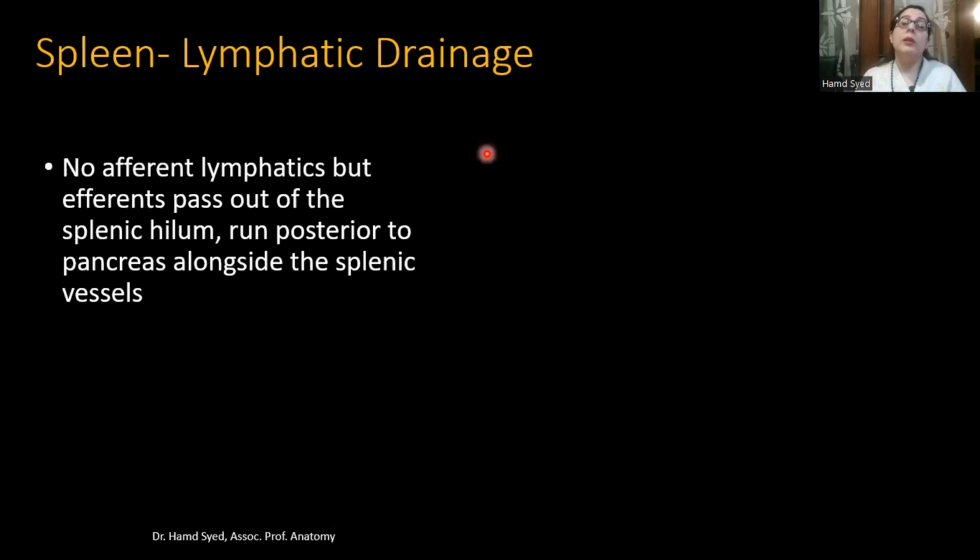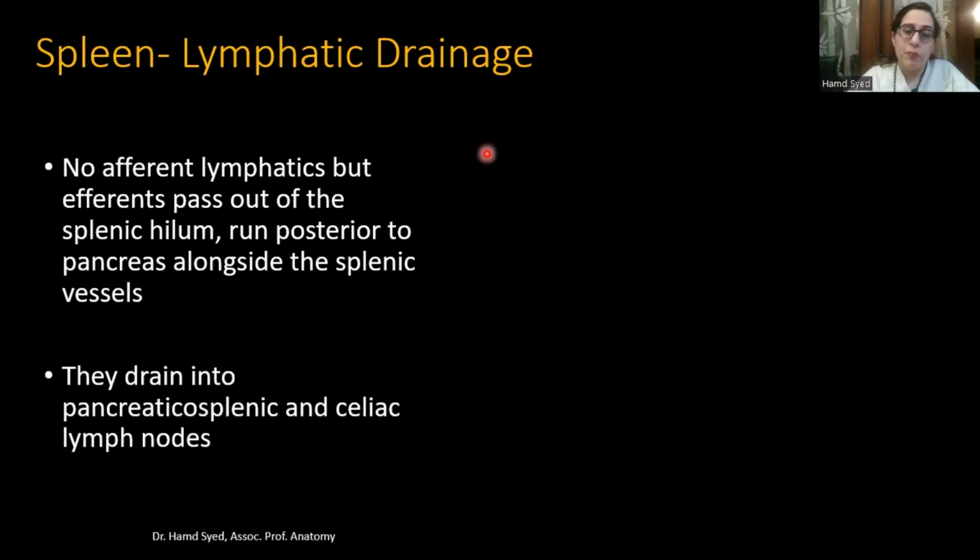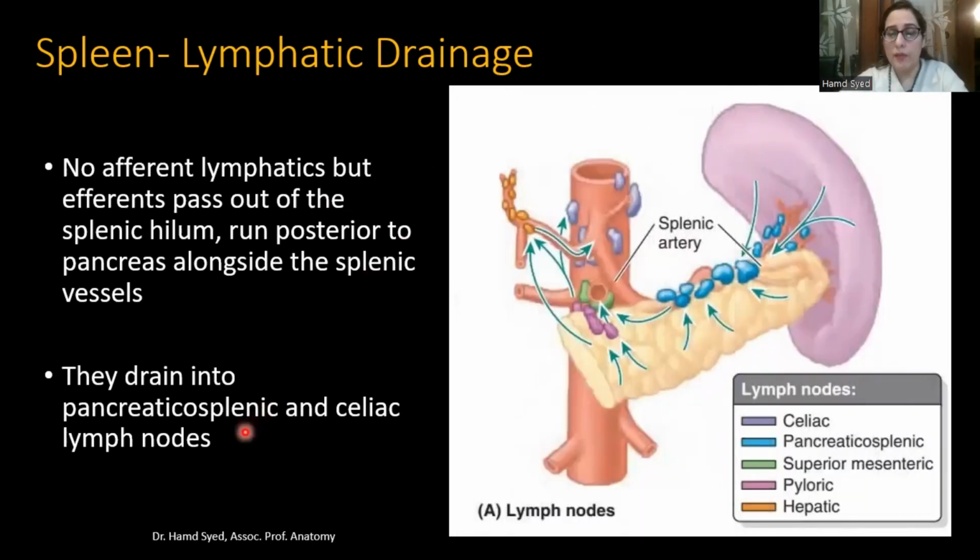When we talk about the lymphatic drainage of the spleen, remember there are no afferent lymphatics, but there are efferent lymphatics, that is the lymphatics which are going to exit or leave the spleen. And they run posterior to the pancreas alongside the splenic vessels. Eventually, the lymph from the spleen is drained into the pancreaticosplenic and the celiac lymph nodes.